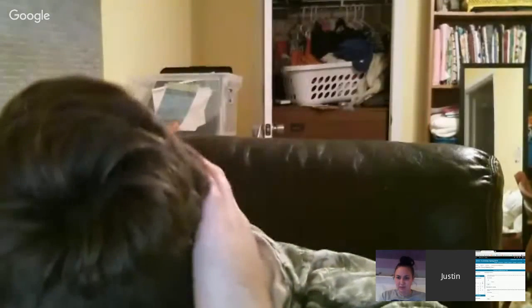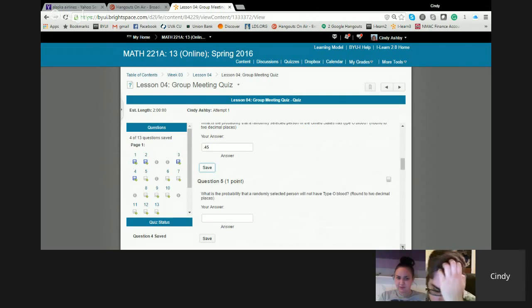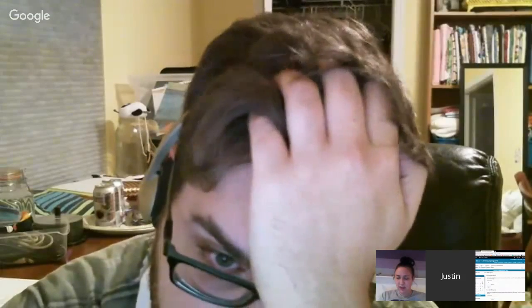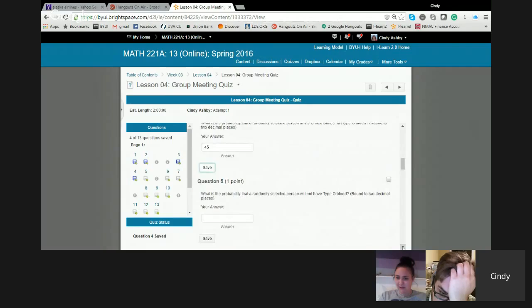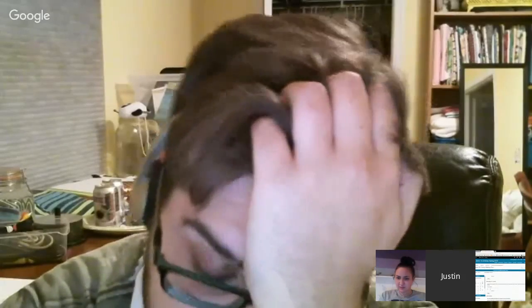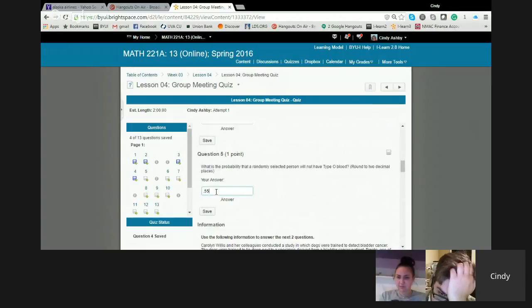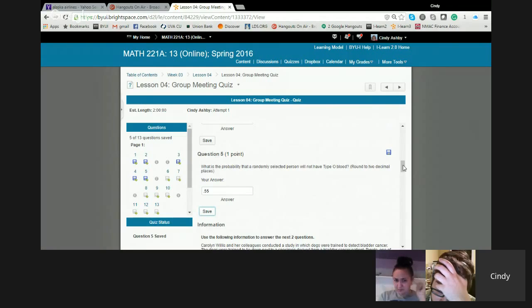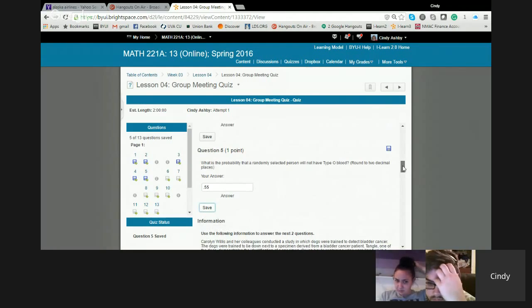What is the probability a selected person will not have type O blood? So the first one is it does have type O, the second one does not. And the answer would be 0.55, which is the rest of it, right? Right. Helps if I read it correctly.